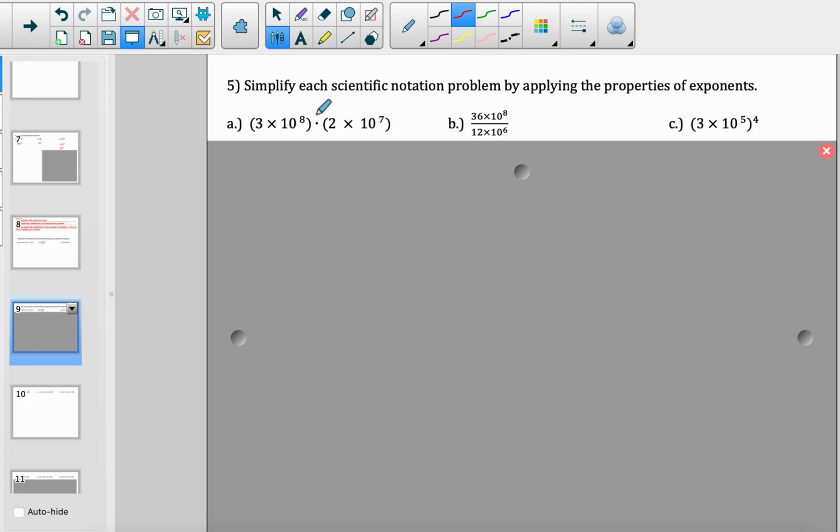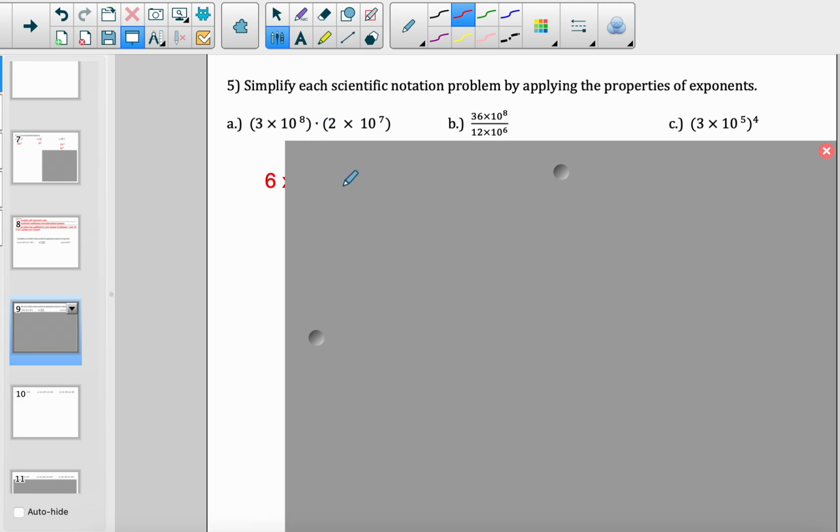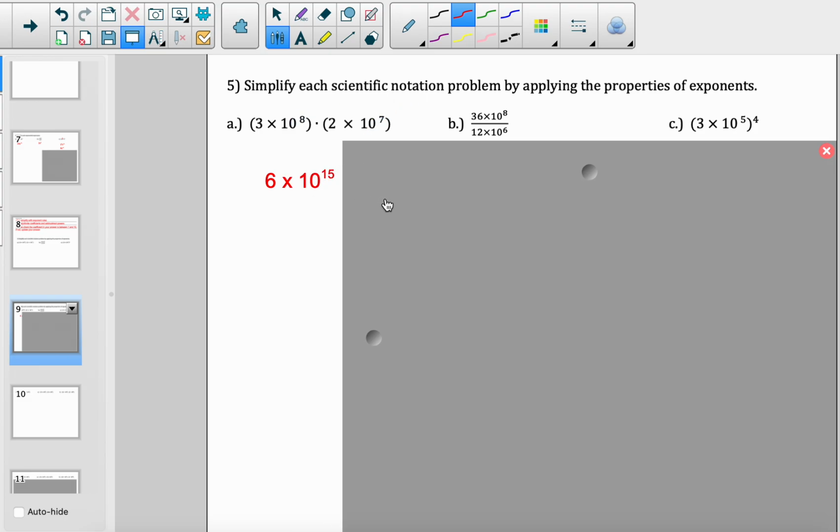So those coefficients that we're going to look at are 3 and 2. 3 times 2 is 6. 10 to the 8th and 10 to the 7th, those are the same bases, right? So we have 8 ounces of base 10, 7 ounces of base 10, so we have a total of 15 ounces of base 10. Now, we've multiplied these together. 6 is in between 1 and 10, so we know that that is our final answer, and we do not have to do anything further to finish that problem.